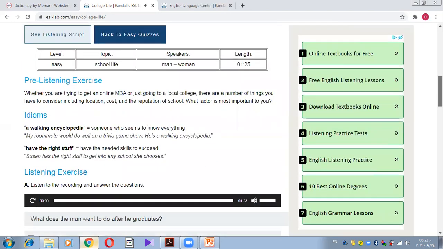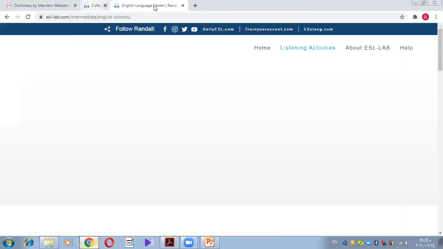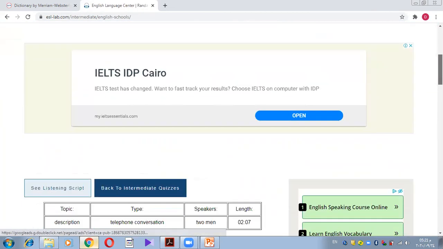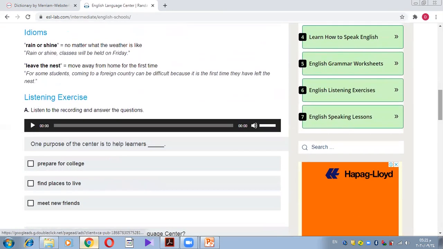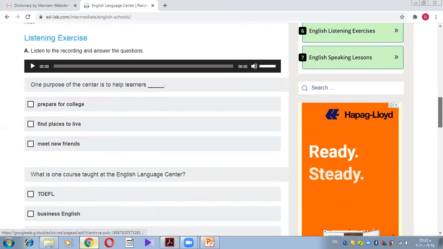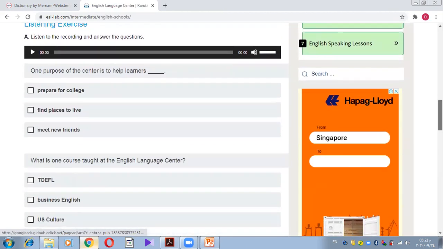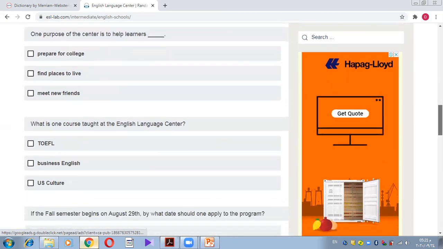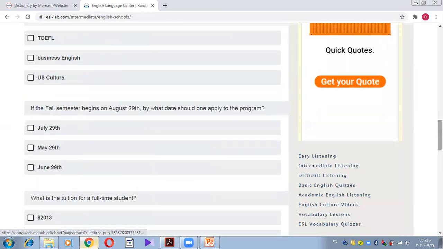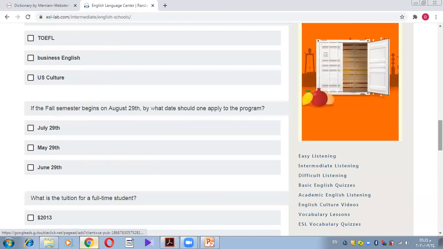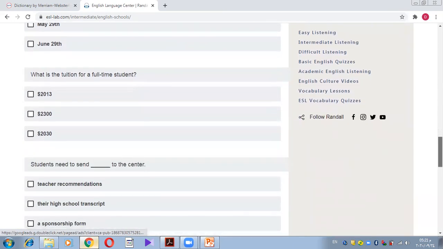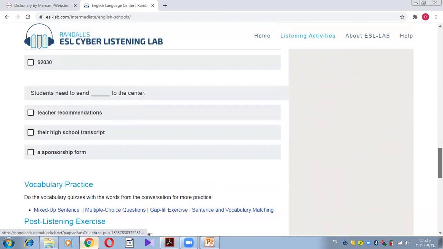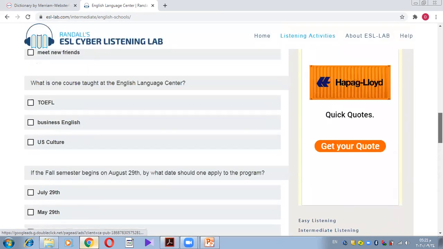Okay, so try to answer these, please. And then we have another listening. Just have a look at the questions before you start: a telephone conversation between 2 men. One purpose of the center is to help learners. What's one course taught at the English Language Center? If the fall semester begins on August 29th, by what date should one apply to the program? What's the tuition for a full-time student? Students need to send what to the center? These are the questions. So let's try to answer them.